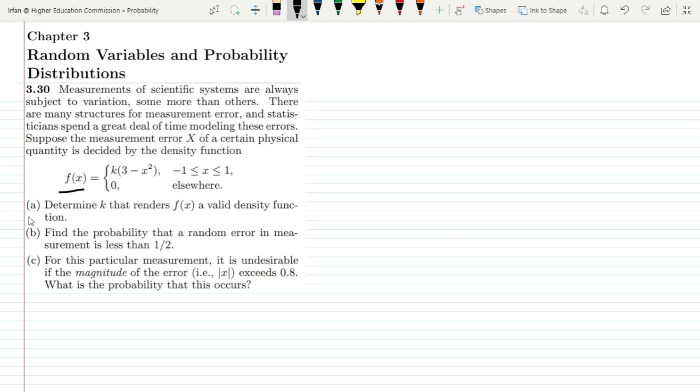So what are the options we have here? In part A of it, we have to determine k that renders f of x a valid density function. In order to do so, let me solve it here.